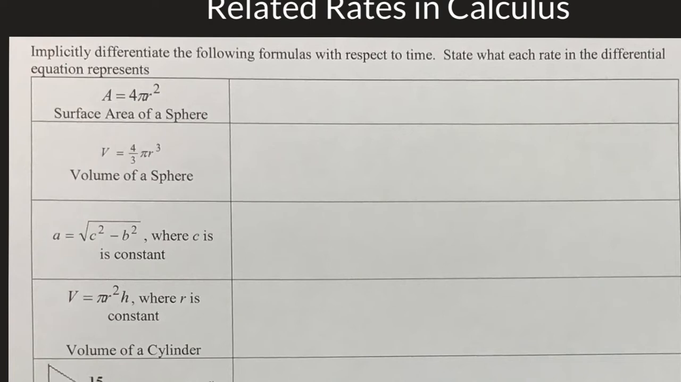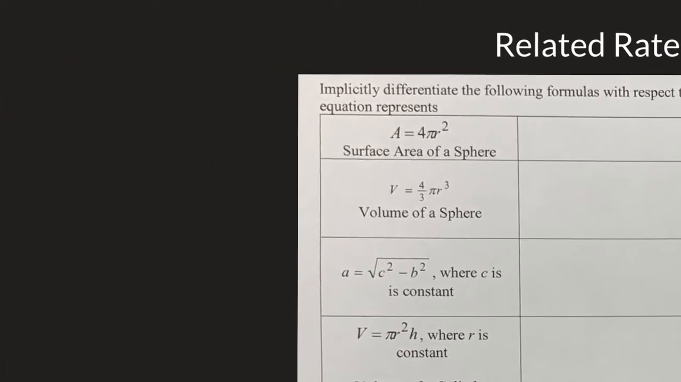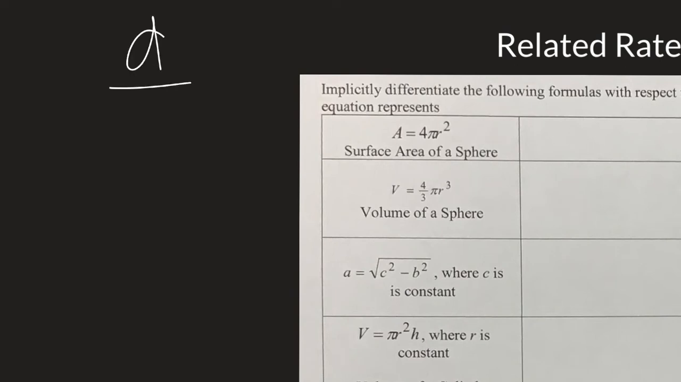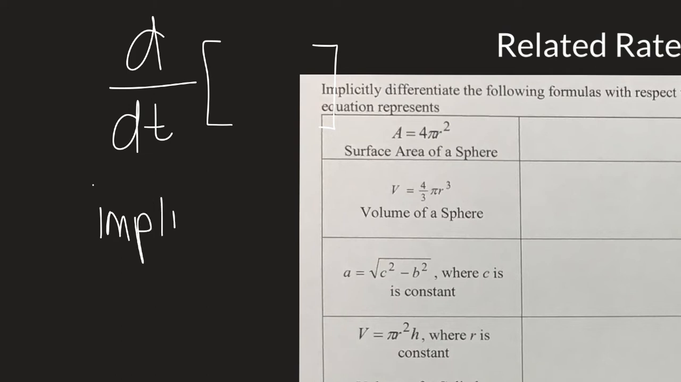So when we're taking related rates in calculus, we are always taking the derivative with respect to time. So the derivative of some formula with respect to time. Okay, and chances are we're going to be using implicit differentiation a whole bunch when we're doing these types of problems.